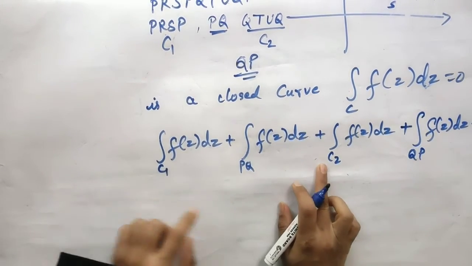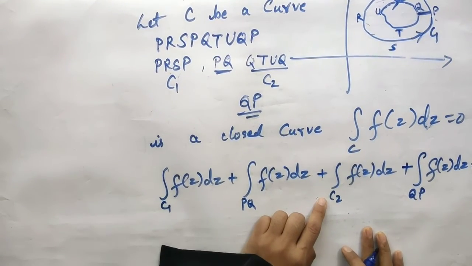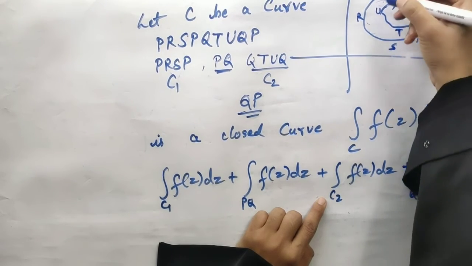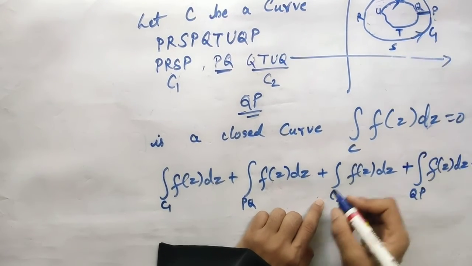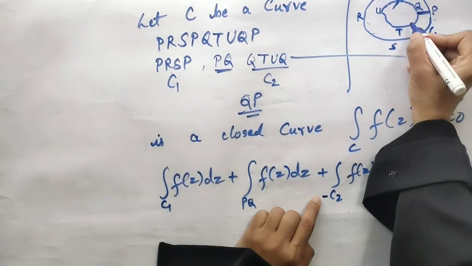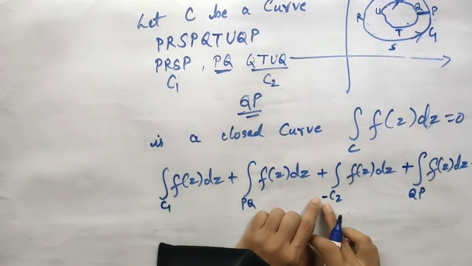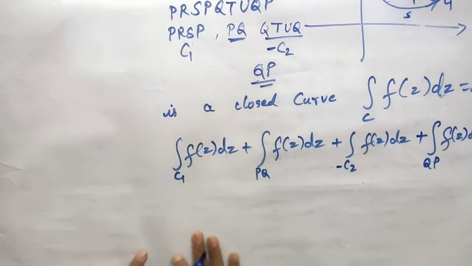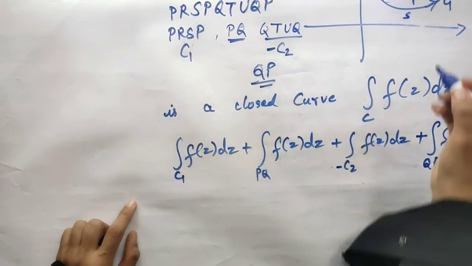Now actually, the direction for C1 I have taken in this way, so C2 should also be taken in that way. But it has not been taken that way, so I have to take a minus sign here. C2 should also move in this direction only, so I have to take minus C2 for that. This is actually minus C2. So our path is like that.